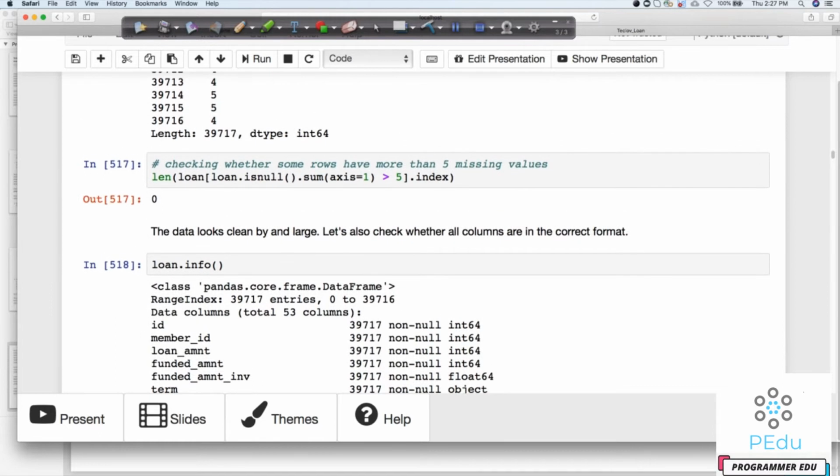And what we can do is we can just search for if there is any row where there are more than 5 missing values, and we got 0. So looks like we are all good with respect to this. So let's look at the information of the data using the info command.